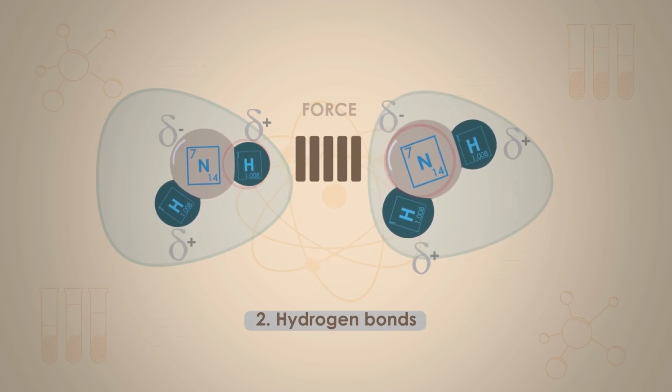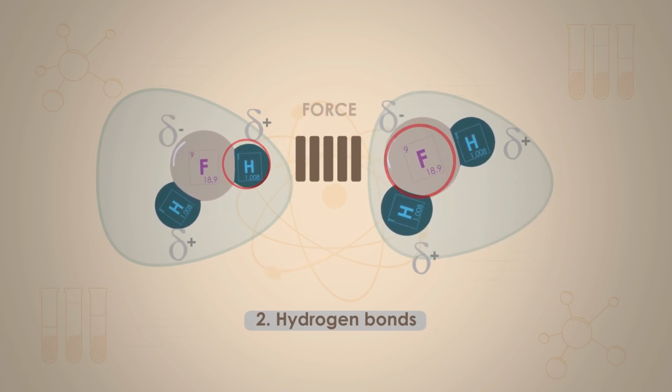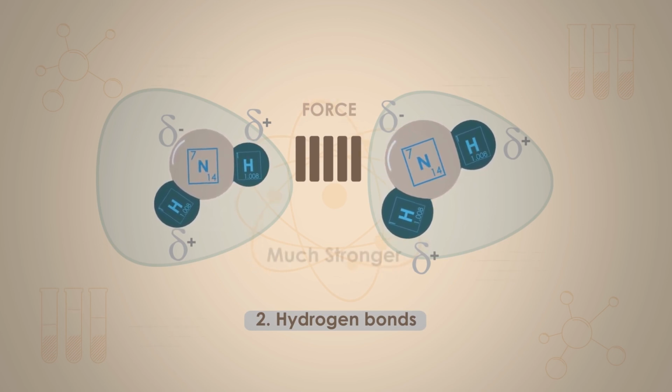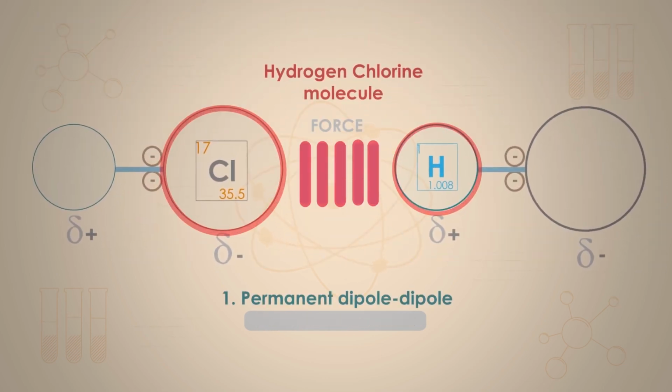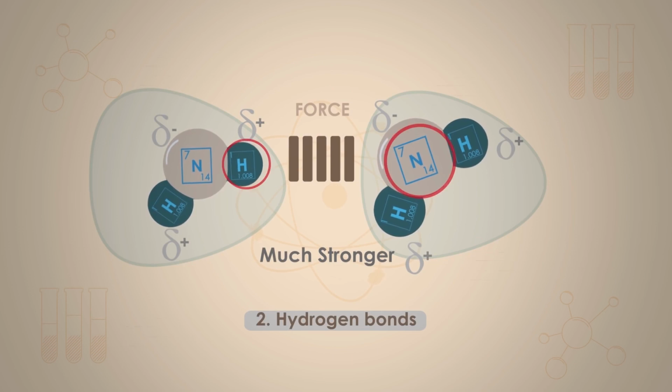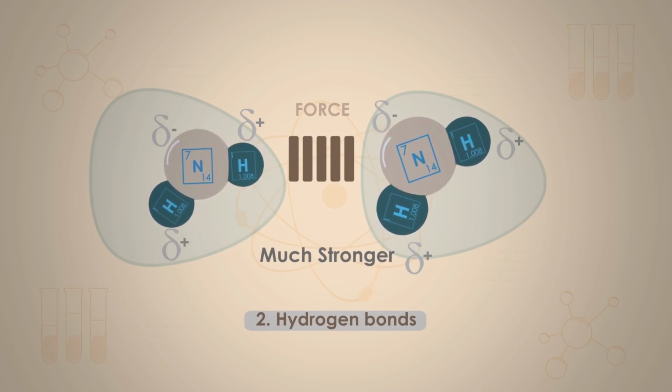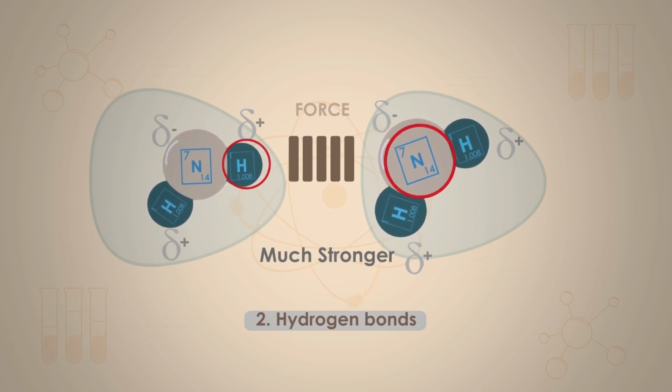The second type of intermolecular force is the hydrogen bond. The permanent dipole in a covalent bond between a hydrogen atom and a fluorine, oxygen, or nitrogen atom is particularly strong. And the lone pair of electrons on a fluorine, oxygen, or nitrogen atom of another molecule is much stronger than the permanent dipole-dipole attraction mentioned before between the two hydrogen chloride molecules.